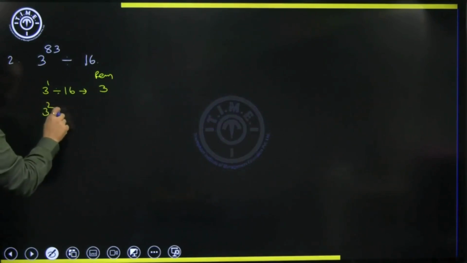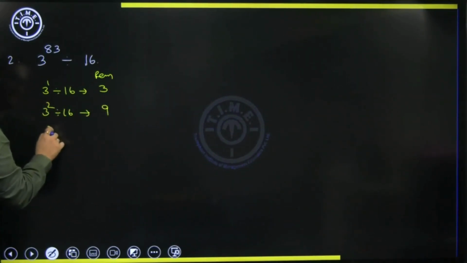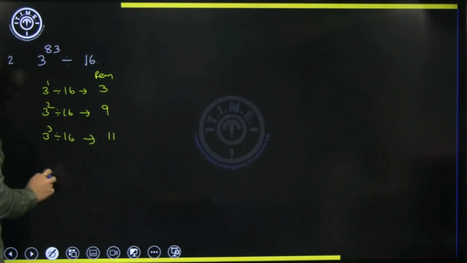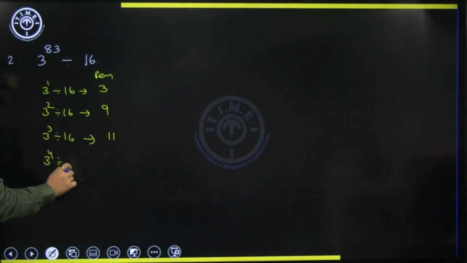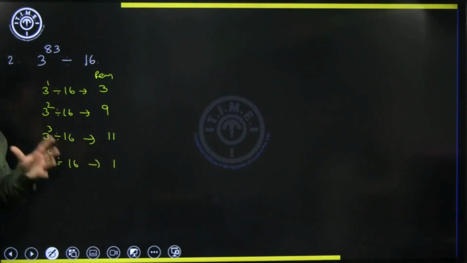3 square is 9. 3 cube divided by 16: 27 by 16 leaves 11. 3 power 4 divided by 16: 81 by 16 leaves 1. And the moment we get a 1, we'll stop.